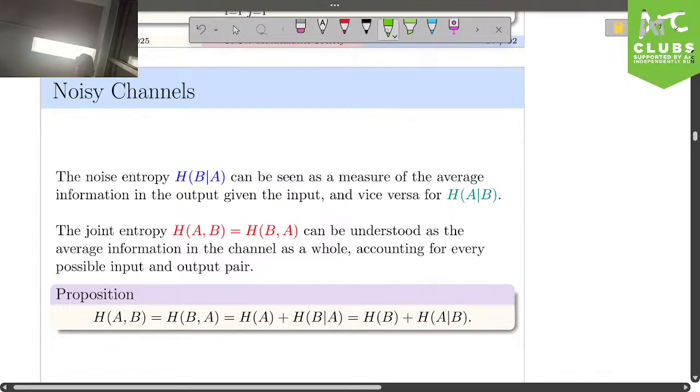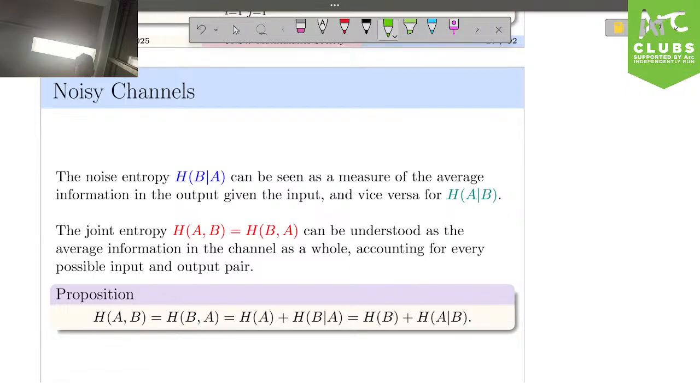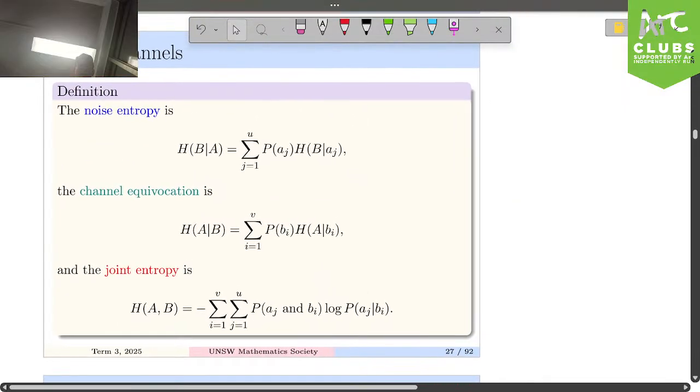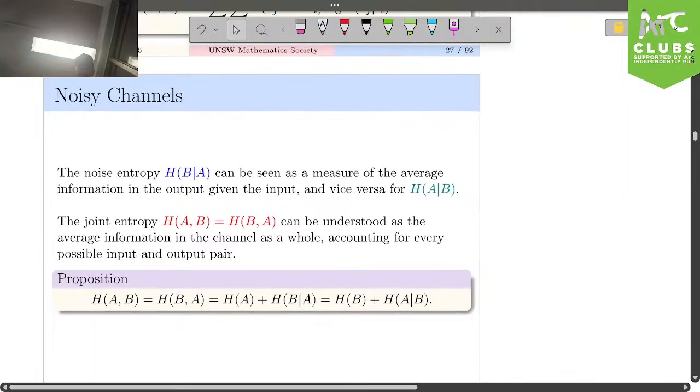So the intuition I have here: the noise entropy is a measure of how much information we get in the output, given that we know what's in the input, because it's conditional on, say, knowing A. You can look at this as a Venn diagram that we'll look at in a couple slides. And the joint entropy is understood, in a different way, as the information of the channel as a whole, accounting for everything in total. I know that intuitively it can be a bit hard to remember and interpret these sometimes, but the more you play with these types of intuitions, the easier it gets.